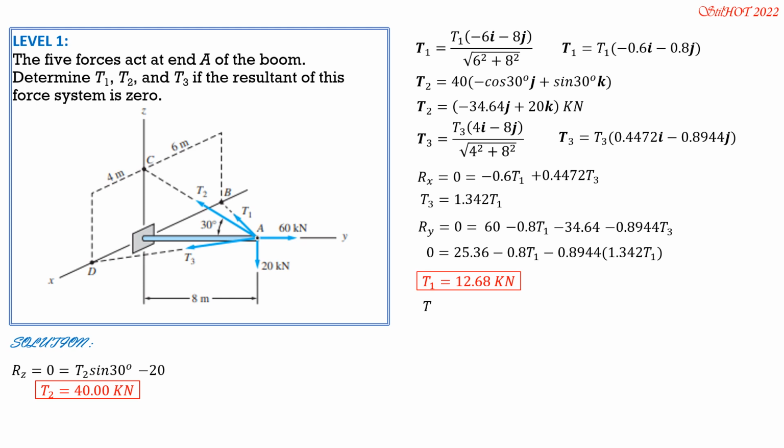And finally, T3 is 1.342 of 12.68. So T3 is 17.02 kilonewtons.